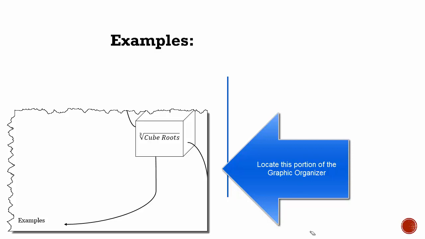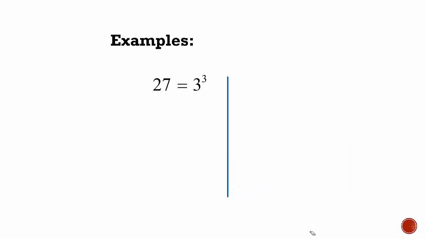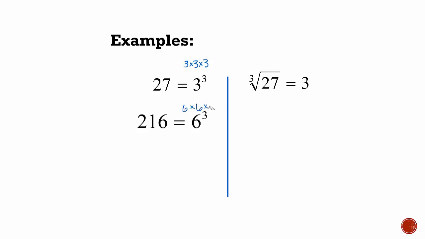Some more examples: we could write 27 as 3 cubed, because 3 times 3 times 3 is 27. 3 times 3 is 9. 9 times 3 is 27. Therefore, the cube root of 27 is 3. 216 could be written as 6 times 6 times 6, and the cube root of 216 is 6.